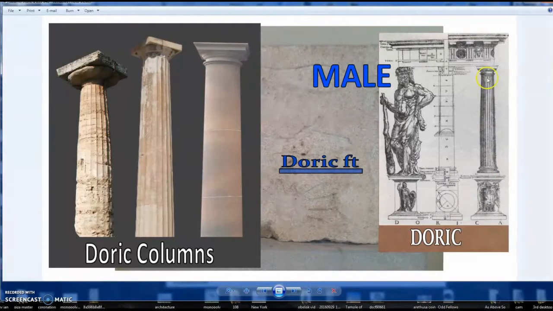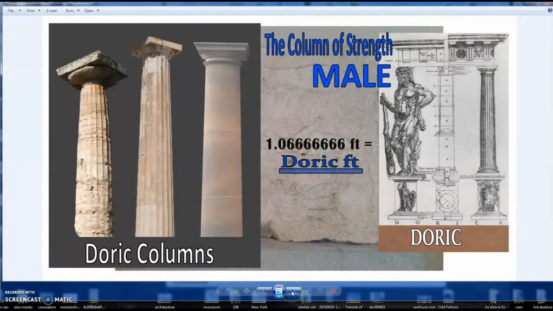So the Doric represents the male. It's also called the column of strength. And there are many other features, but to begin with, if you have the Doric foot, that's 1.06666 feet. And in simple terms, a ratio of 48 feet equals 45 Doric, which we can simplify to 16 over 15. This is a very important ratio, 16 to 15.